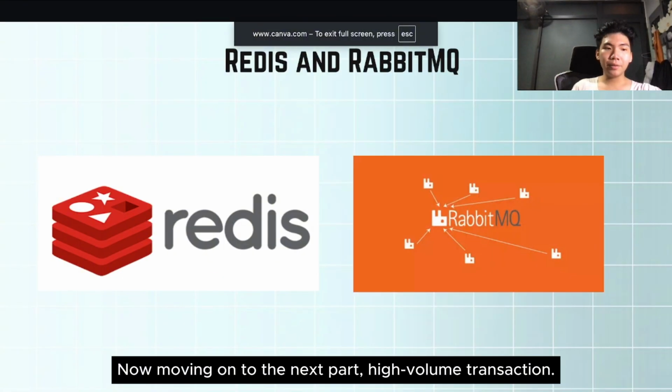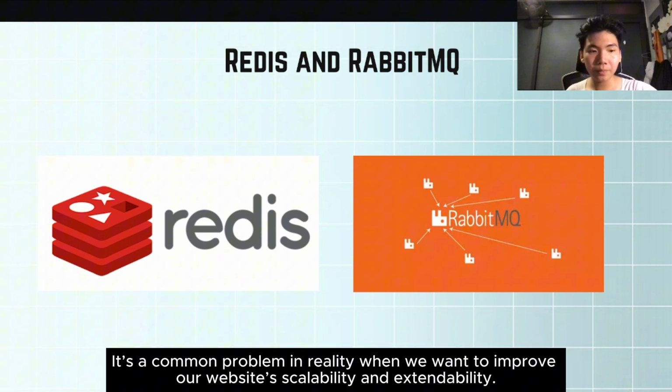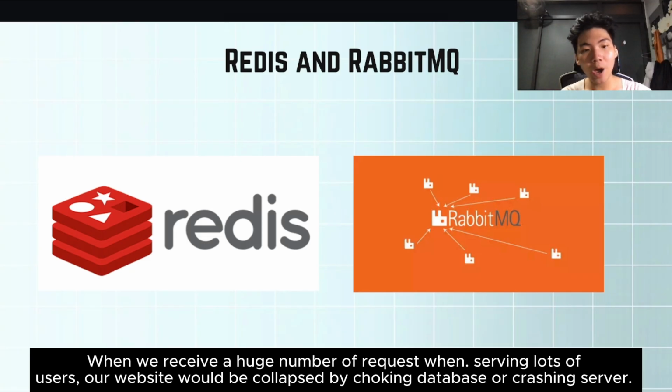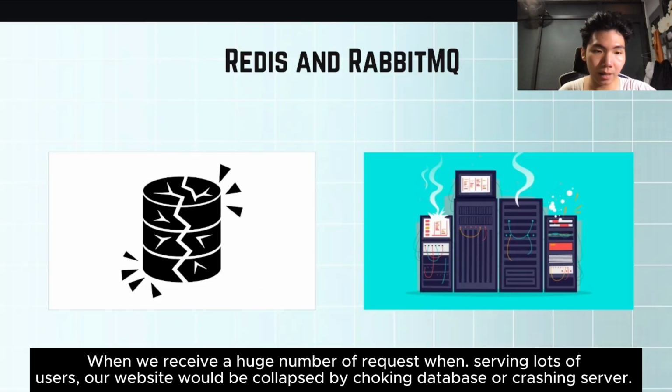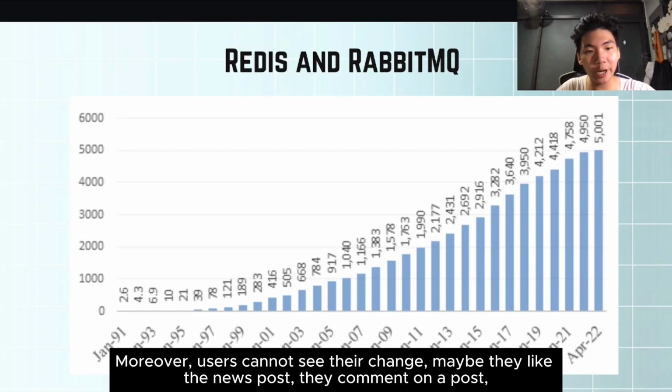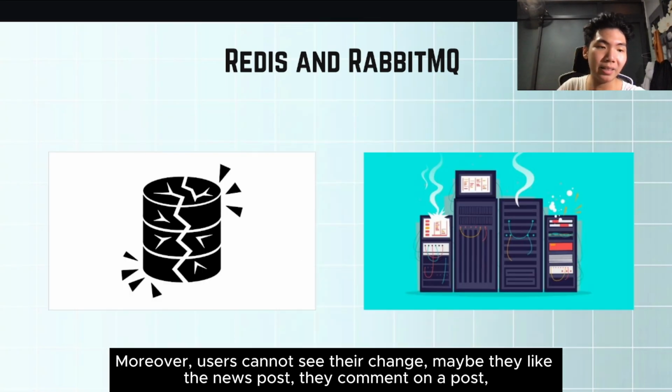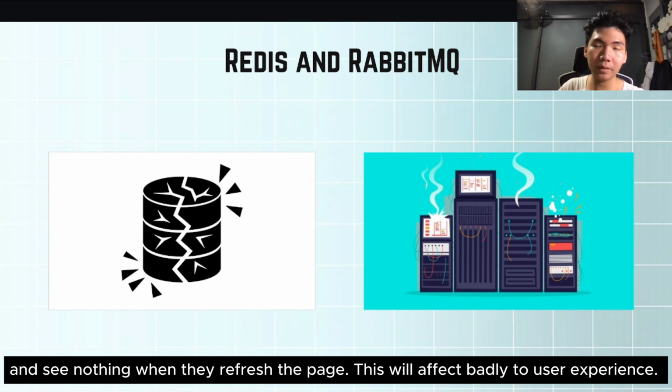Now moving on to the next part, high volume transactions. It is a common problem in reality when users want to improve our website's scalability and extendability. When we receive huge numbers of requests and serve lots of users, our websites can collapse by choking the database or crashing servers. Moreover, users cannot see their changes. Maybe they like a news post or comment on a post, and they see nothing when they refresh the page.